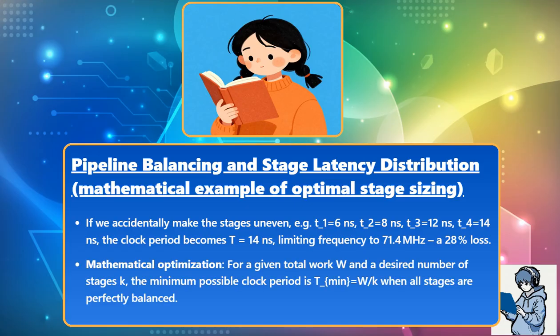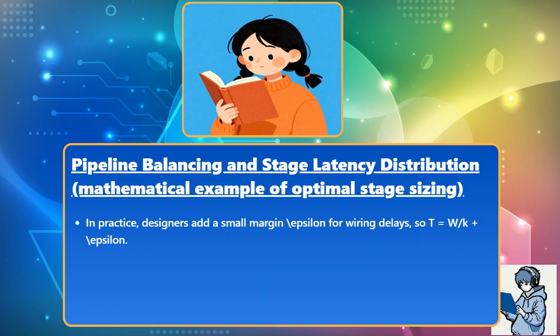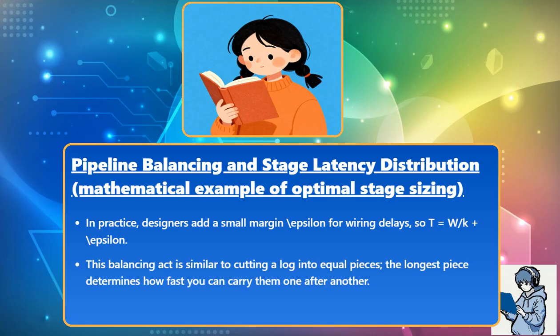Mathematical optimization: for a given total work W and a desired number of stages K, the minimum possible clock period is T min equals W divided by K when all stages are perfectly balanced. In practice, designers add a small margin epsilon for wiring delays, so T equals W divided by K plus epsilon. This balancing act is similar to cutting a log into equal pieces. The longest piece determines how fast you can carry them one after another.